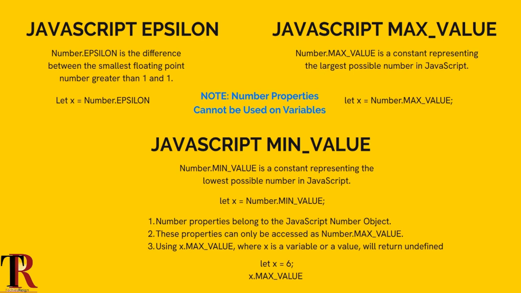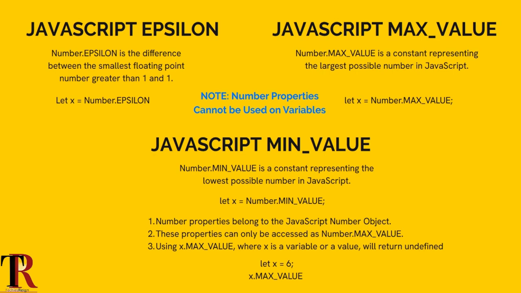We're going to be looking at JavaScript epsilon, JavaScript max value, and JavaScript min value. So max value means maximum, and min value means minimum value. I'm going to start with epsilon first. Number.EPSILON is the difference between the smallest floating point number greater than 1 and 1.